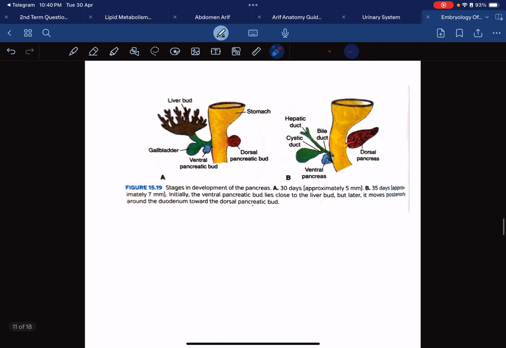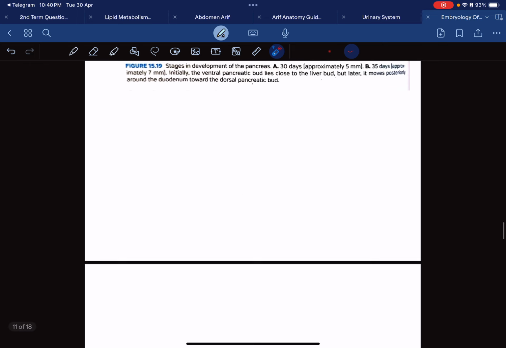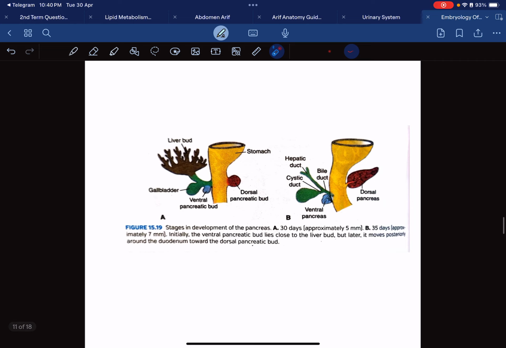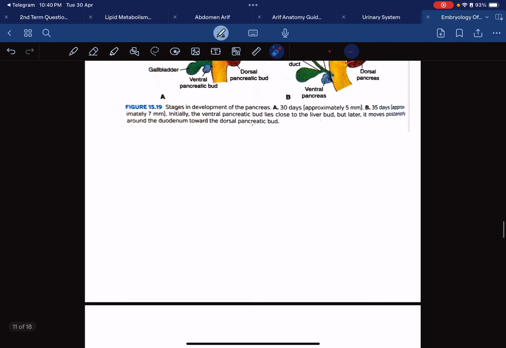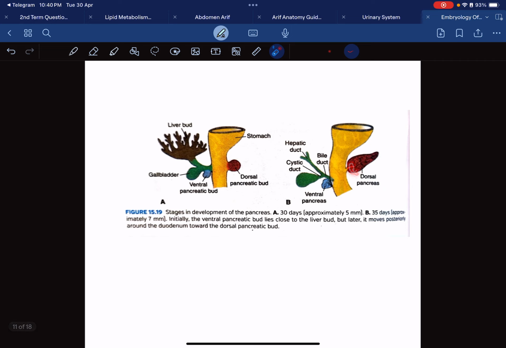Okay, now what about the pancreatic ducts? The pancreatic ducts of both buds fuse, and later on the main pancreatic duct develops from the entire ventral pancreatic duct and the distal part of the dorsal pancreatic duct. The accessory pancreatic duct develops from the proximal part of the dorsal pancreatic duct.